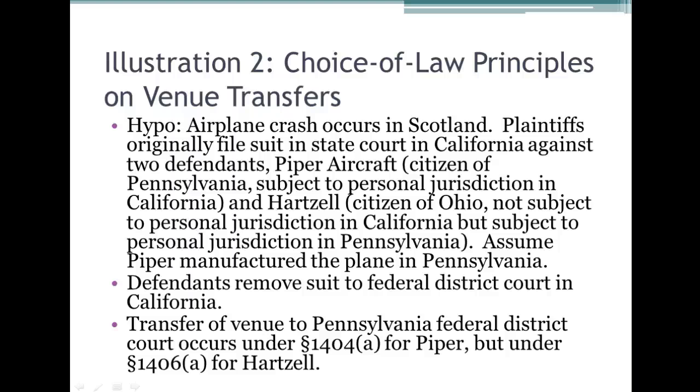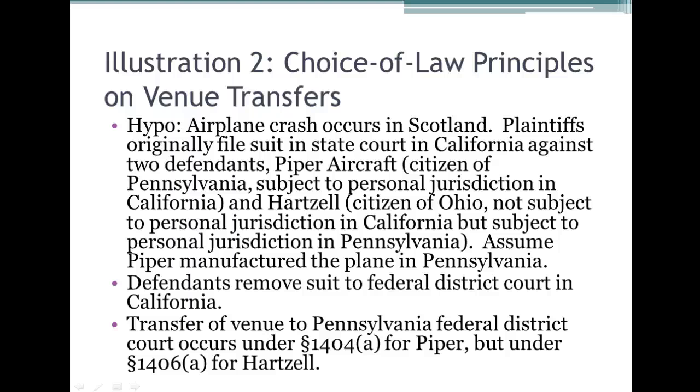Assume that the plaintiffs originally filed suit in state court in California against Piper and Hartzell. We're going to assume that Piper is subject to personal jurisdiction in California. We're going to assume that Hartzell is not subject to personal jurisdiction in California, but it is subject to personal jurisdiction in Pennsylvania. So plaintiffs start out in state court in California. The defendants remove the suit to the federal district court in California, and they then move to transfer venue to the federal district court in Pennsylvania.